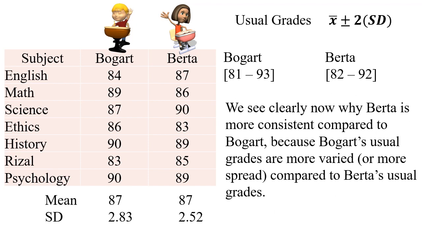That's the reason why, class, we can now see that Berta is more consistent compared to Bogart, because Bogart's usual grades are more varied compared to Berta's. So this again will give us an idea. Besides the coefficient of variation, in terms of the range of their usual grades, we can see why Berta's grades are more consistent compared to Bogart.